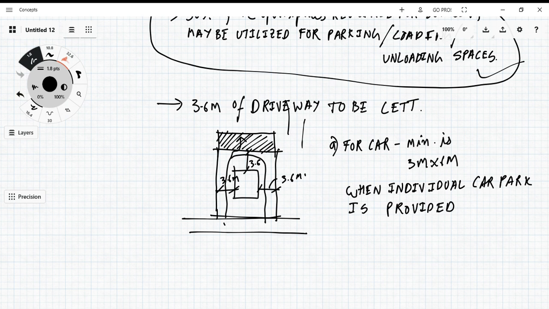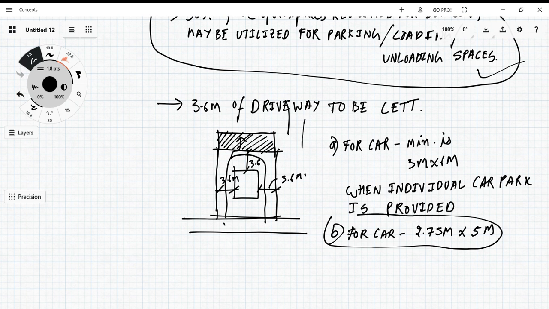That's the first option. The second option: suppose a common parking space is provided, then the required dimension for a car is 2.75 meters by 5 meters when common parking space is required.